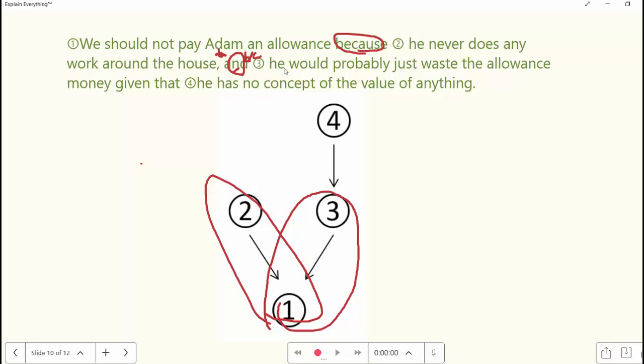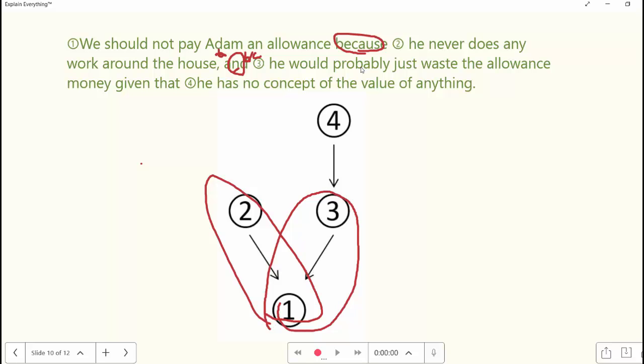One way to see that too, by the way, is to think about the information that we're given. So in 2, we're told he never does any work around the house. Well, that's the kind of reason we would appeal to in not paying somebody an allowance, right? You're not doing the stuff you're supposed to be doing. And then he would probably just waste the allowance, that's also another reason to not give somebody money. If you're just going to waste it, why?